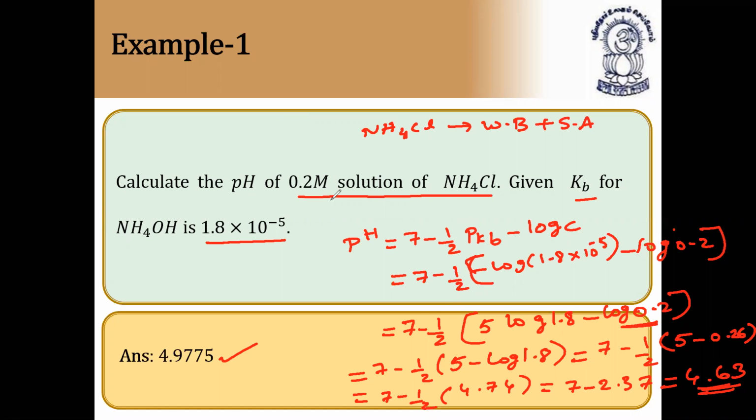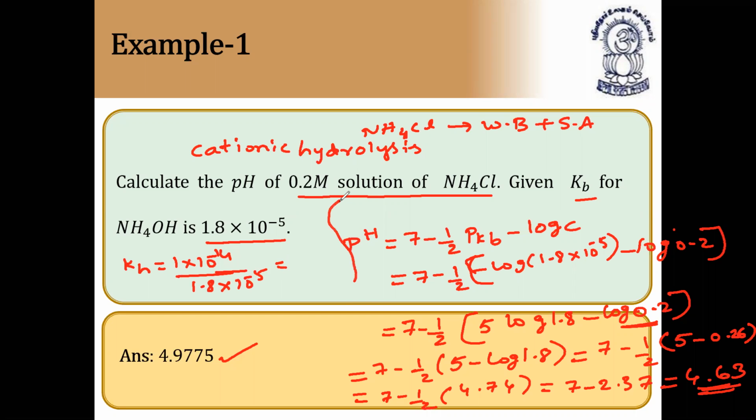Here they have given concentration of the salt, as well as Kb of base, and this type of salt will undergo cationic hydrolysis. So from this you can find out hydrolysis constant also. Kh is equal to 1 into 10 to the power of minus 14 by 1.8 into 10 to the power of minus 5. Even you can do this also here, just for understanding I'm giving this. So 10 to the power of minus 5 going to numerator, 10 to the power of plus 5. So it is 10 to the power of minus 9 divided by 1.8. That calculation also you can do later on. Just for understanding I have given.